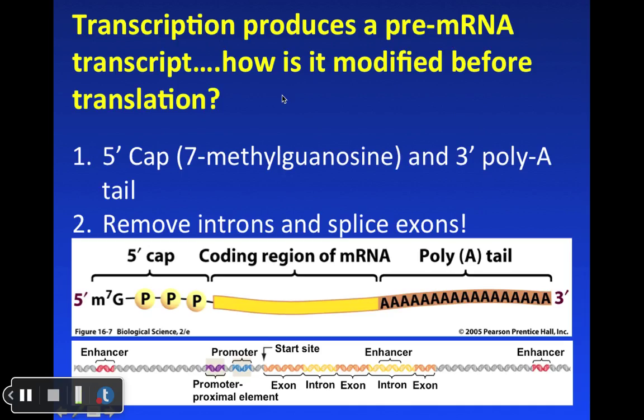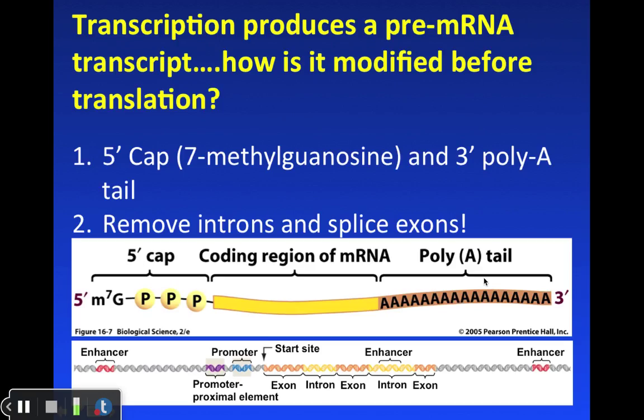Then how is it modified before it's translated? Well, just a few things I want to point out here. Toward the bottom, we see a few figures. If we take a look at this first panel, notice there is a so-called 5' cap. This just consists of a modified base with some phosphates that's added to the 5' region of the pre-mRNA. And on the other side, the 3' region, there's an enzyme that adds lots of A's. So we have this poly-A tail, so lots of adenines added there.